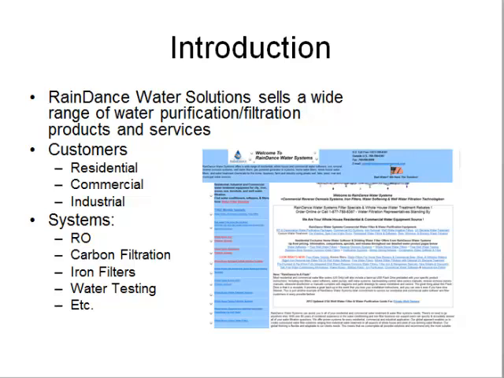Raindance water system sells a wide range of water purification filtration products to various residential, commercial, industrial customers. They include reverse osmosis, carbon filtration, iron filters, water testing, and a host of other products and services.